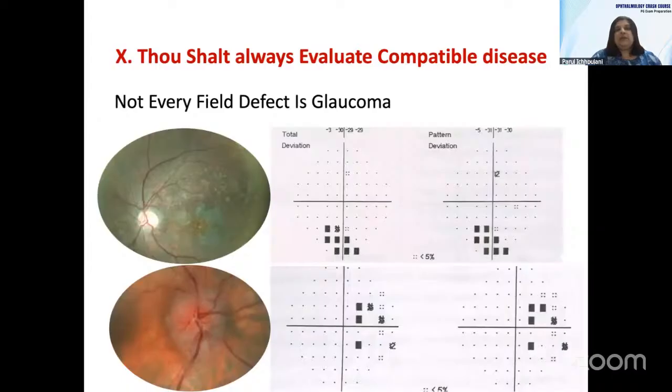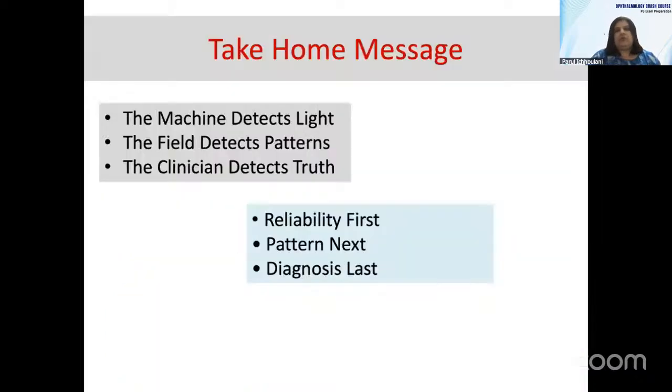Always evaluate for a coexisting disease, because a patient with glaucoma can have multiple disorders. They can have laser marks because of diabetic retinopathy that was treated with a PRP, or they can have papilledema, or any other retinal or macular disorder, which can also contribute to the visual field defect. So that's something that we have to look for.